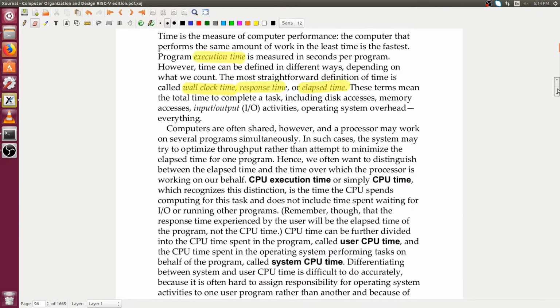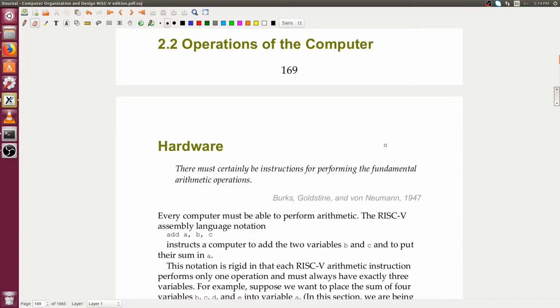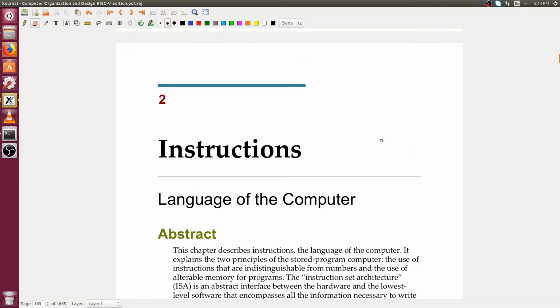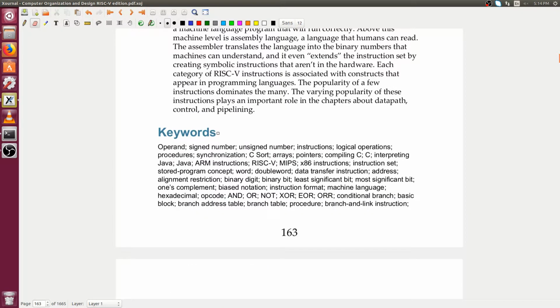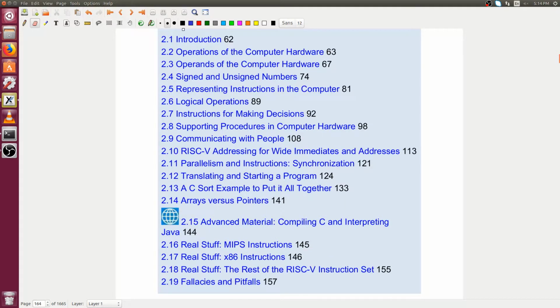So now we're going to get into the instruction set. Here we go. All right. Let's get started. So we'll skip over the abstract and some keywords. So here's what we're going to be going over today.